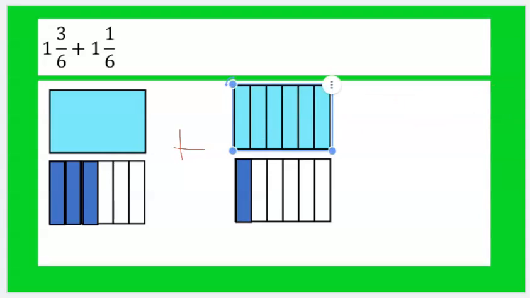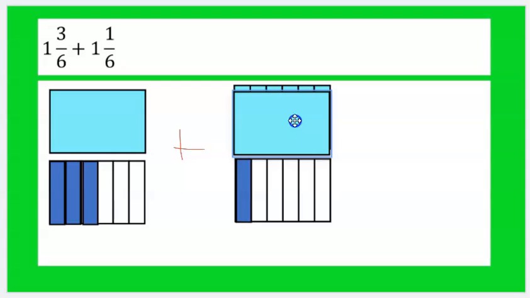Fractions: 1 and 3/6 plus 1 and 1/6. There's two different ways that I can do this. I can say, okay, I have my whole numbers and I add those just like I originally would, just like you're adding whole numbers. So I have a 1 plus a 1. That gives me 2. I have two whole numbers.